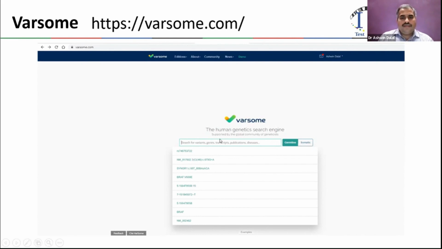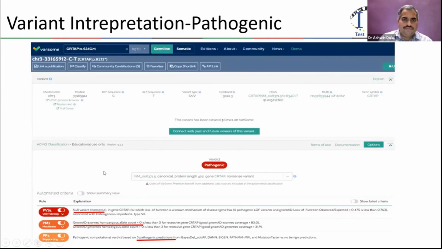This tool has a search bar where you can enter your search in different formats, the particular mutation that is found in your patient. Let us now see examples of how this VARSUM result comes out. This particular variant, CRTAP is the gene and this is the C2T variant at this position. So it tells us about the variant here.